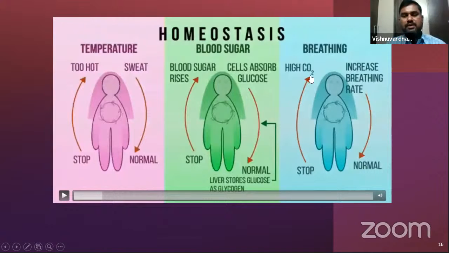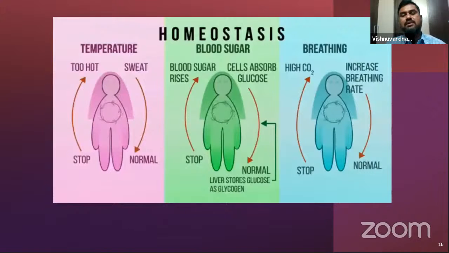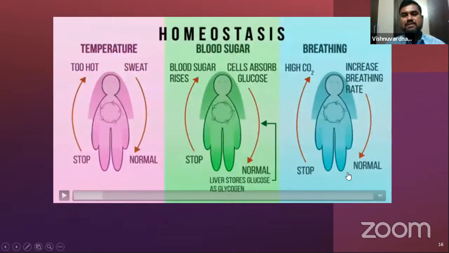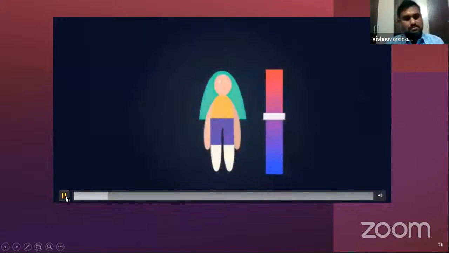When our body contains high carbon dioxide concentration, breathing rate will be increased. When we attain normal stage, breathing rate comes to normal. This is homeostasis.